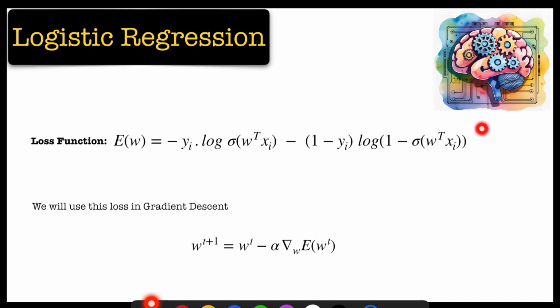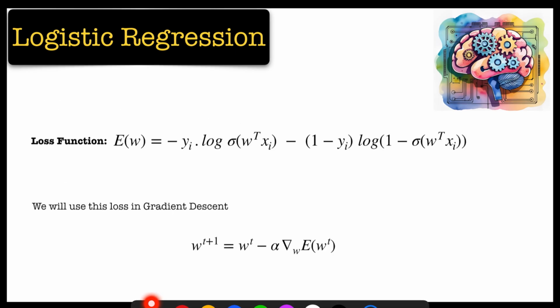Now this is the loss function we are getting, and we'll use this loss function in gradient descent. In my linear regression videos and the gradient descent videos, I have talked about how we can use the loss function in the gradient descent update, the weight update. So Wt plus 1 will be Wt minus alpha times the gradient of the loss function. So for logistic regression, this is the loss function. We have to take the gradient of this loss function. Let's see that also now, how we will take the gradient of this loss function.